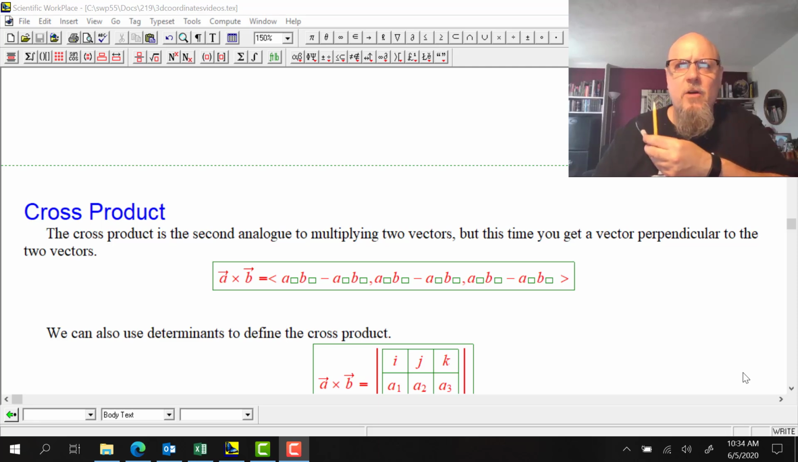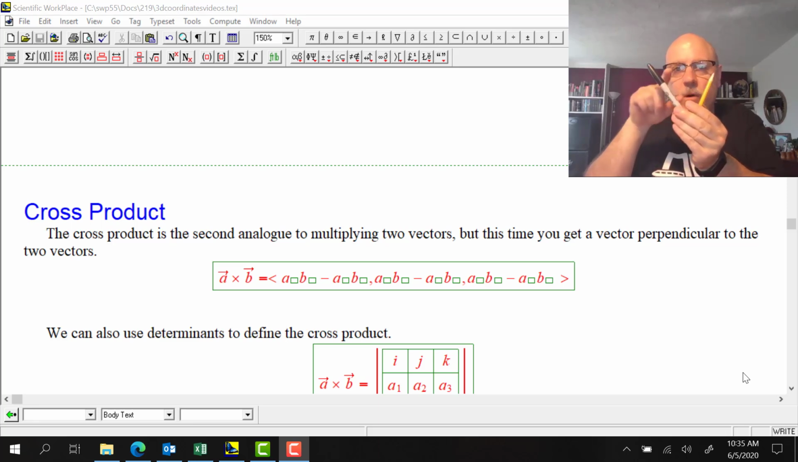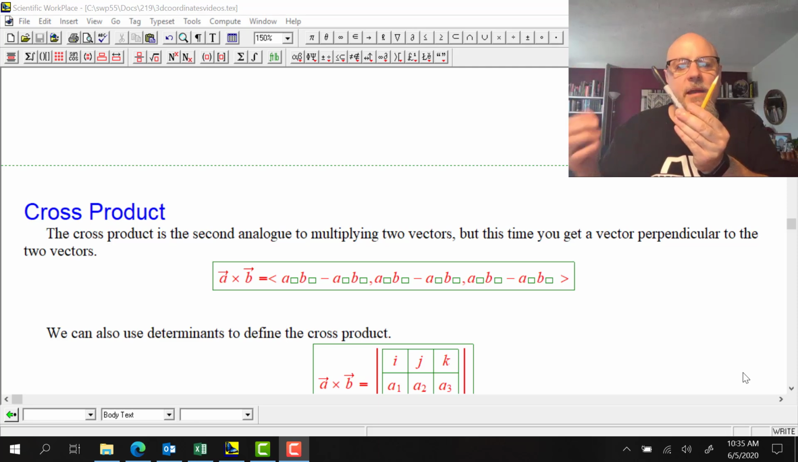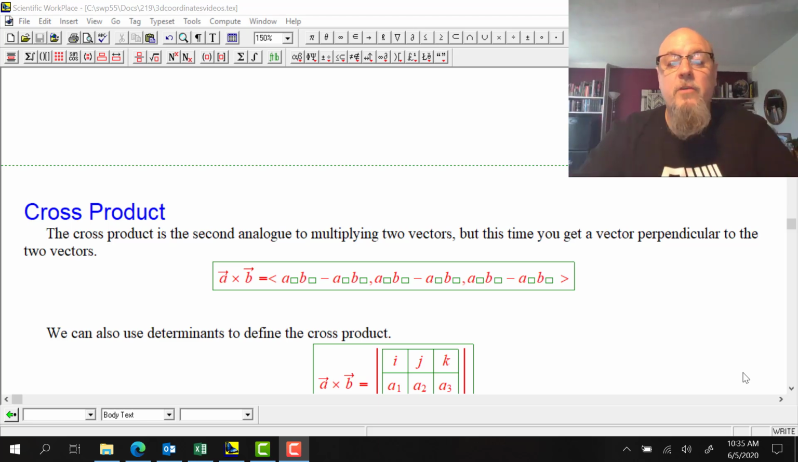It makes sense that we can't take the cross product in 2 dimensions, because if I had two vectors in 2 dimensions and crossed them, I'm supposed to get a vector perpendicular to both of them. It would have to point straight out of the page. It doesn't make sense to cross two things in 2 dimensions. Anyway, here's our formula.